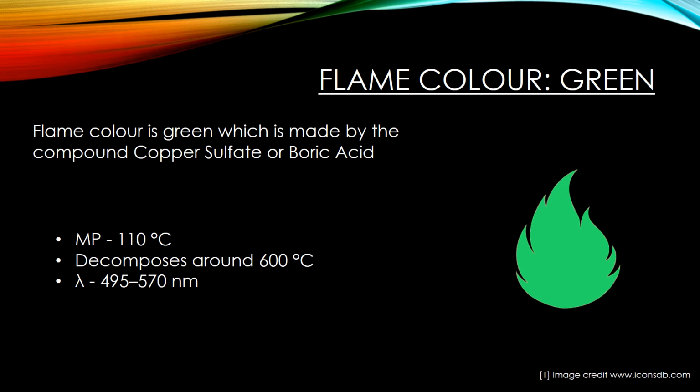Copper sulfate is used to produce a green flame. Copper sulfate will have a melting point of 110 degrees, but it seems to decompose before it starts to boil. This happens around the 600 degree mark. Green light will produce a wavelength between 495 nanometers to 570 nanometers. This is pretty much the middle part of the visible spectrum.